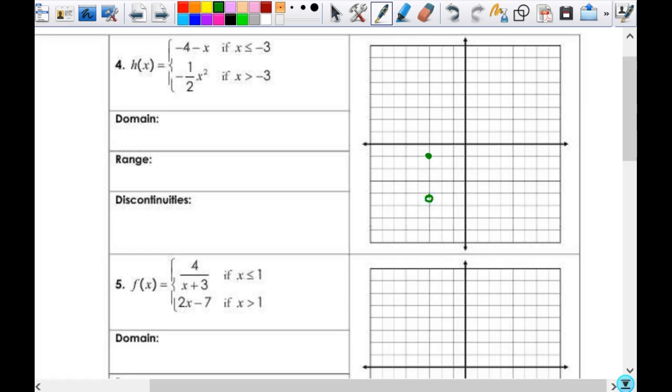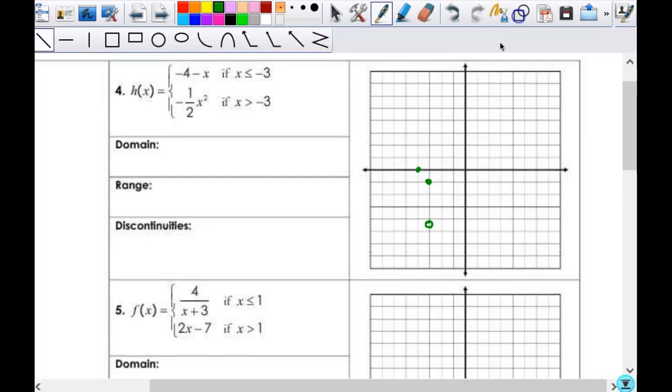So on the left-hand side, that first part of that function, what's the parent function? It's linear. The y-intercept is negative 4, but I don't care because negative 4 isn't going to work for me here. Do I know the slope? Yes. What is it? Negative 1. So from this point, because I do know that this point is a point on that line, I can just count the slope, negative 1, and there's my other point right there. I can draw in my line.